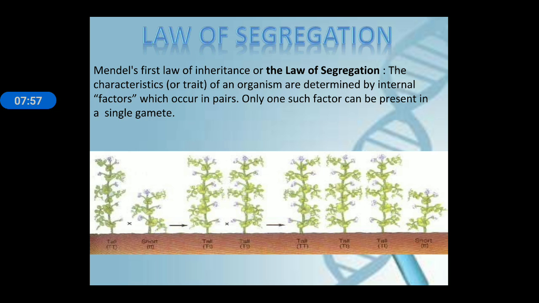You can see in the lower part, capital T represents a tall plant and small t represents a short plant. When gamete formation takes place, only one letter from each parent will mix, and it will form capital T small t. Further, when we self the first generation, capital T small t, the second generation will be observed having the ratio 3:1.